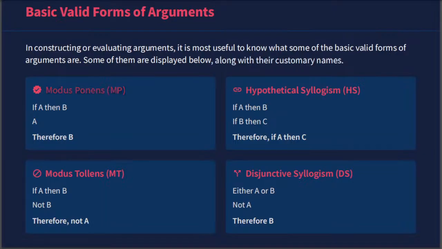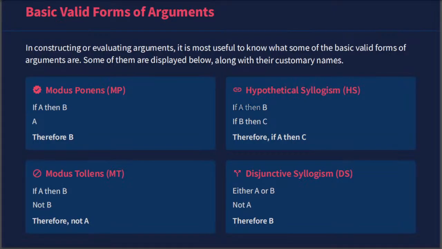So we have the modus ponens, which we've been going over. If A, then B. If A is true, then B is true. A is true, therefore B is true. And then we just went over the modus tollens. If A, then B, but it's not B. Therefore, it's not A.